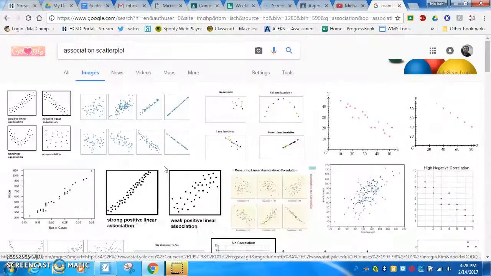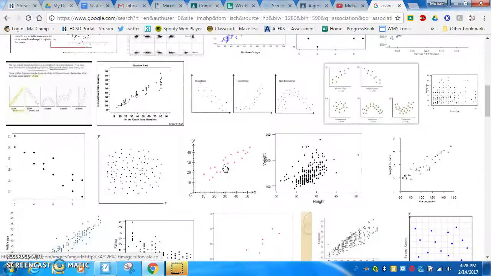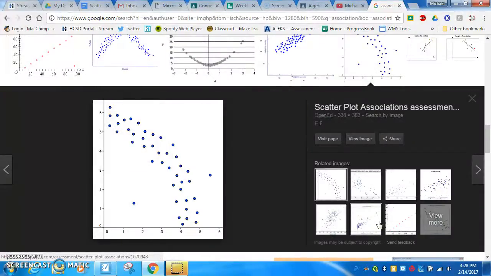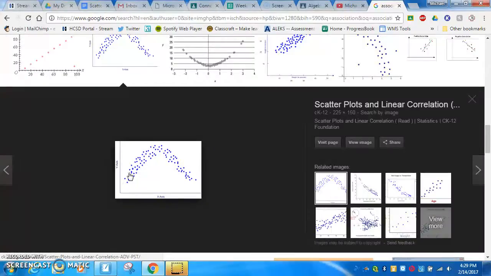If I gave you one that's like this, hopefully you know that that is, again, negative association. It's trending downward. If I gave you one like this, I know it looks negative, but technically, because it curves, I would call this nonlinear association. In other words, you can't call it correlation because it's not linear. It's just nonlinear association. Another example of that is this right here.